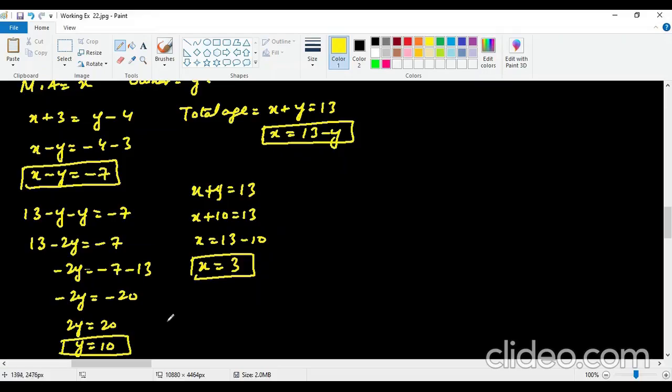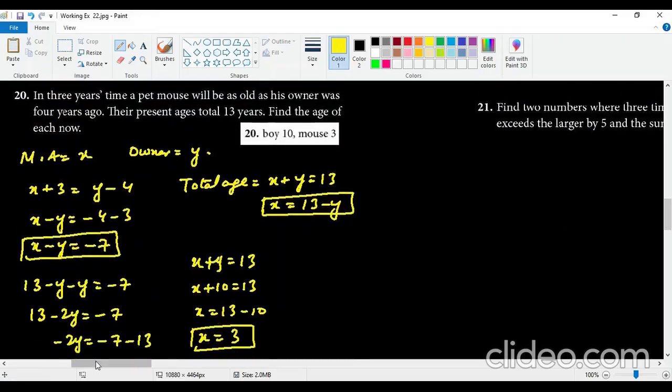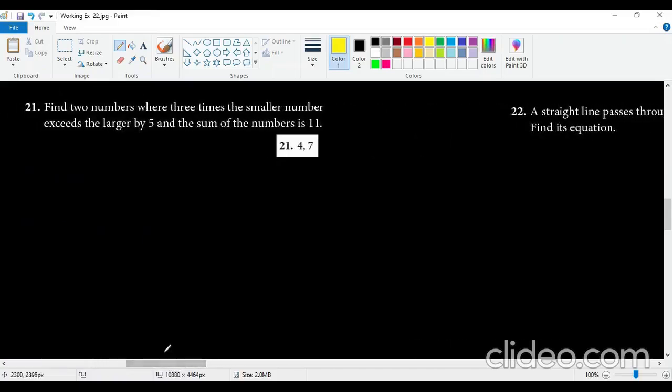Moving on to the next question, which is question number 21. In here it says smaller number and larger number. Find two numbers where 3 times the smaller number exceeds the larger by 5 and the sum of the numbers is 11. So I know very well that x plus y equals 11. That means x is equal to 11 minus y. This is in the very first step we can find out. And the first condition says that 3x is equal to y plus 5. 3 times the smaller number exceeds the second number by 5. So in here, it's going to be 3x equals y plus 5.